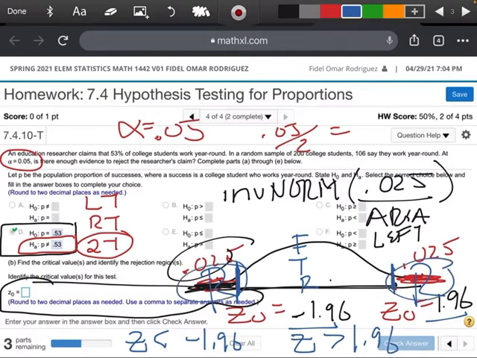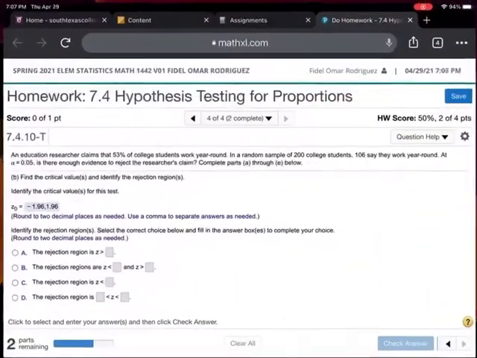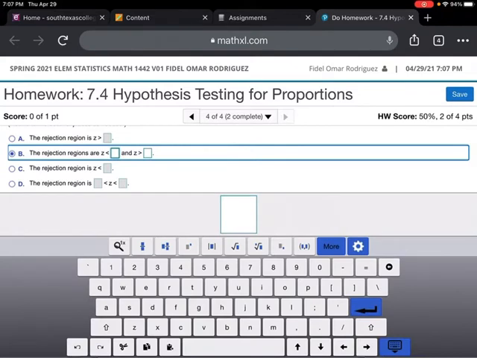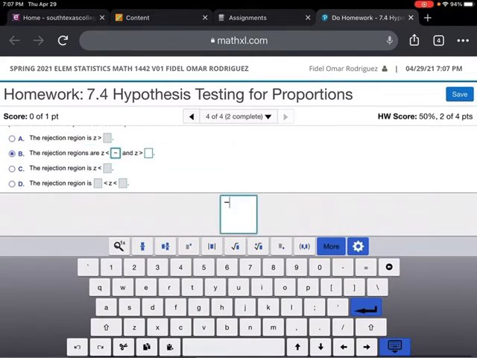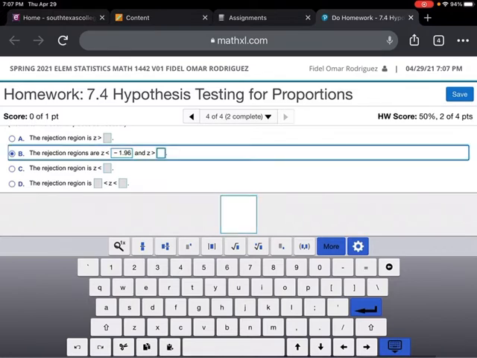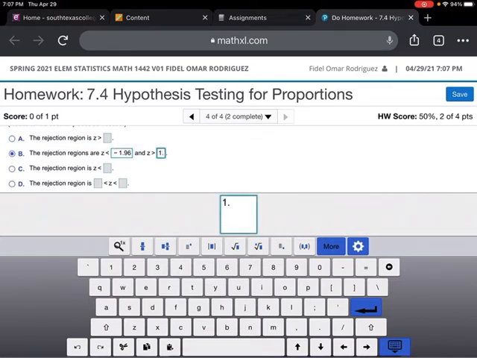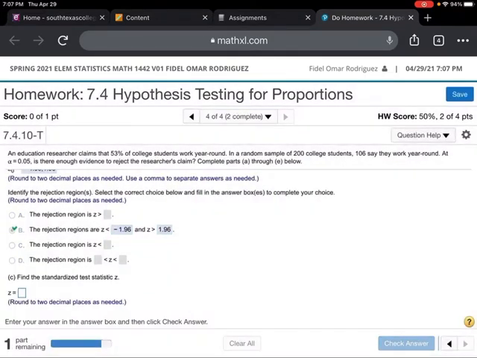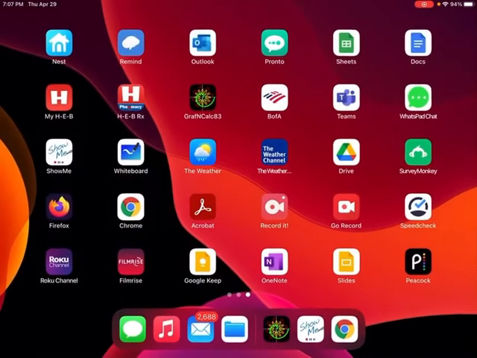So when I come back over here, when z is smaller than negative 1.96, or when z is bigger than 1.96, these are going to be my rejection regions, okay? All right. Now, part C, we're going to find our standardized test statistic. I'm going to show you how I'm going to do this piece.